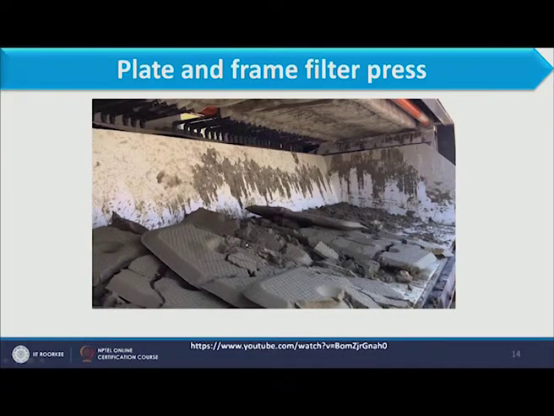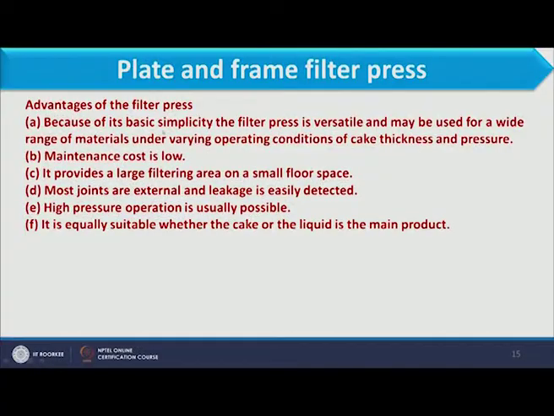If you see this figure, this is the form of cake which is deposited on each filter cloth, and you understand that filter cloth is available at both sides of the frame. So here cake formation occurs at both sides of the frame. And in this slide we will discuss the advantages and disadvantages of the plate and frame filter press, because these are the most commonly used filter presses in the industry.